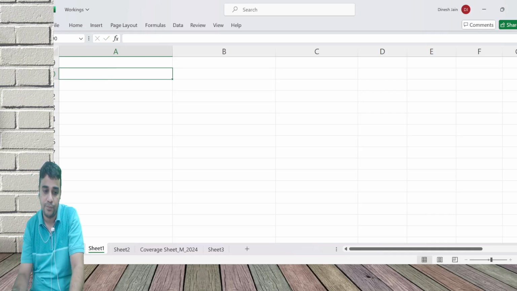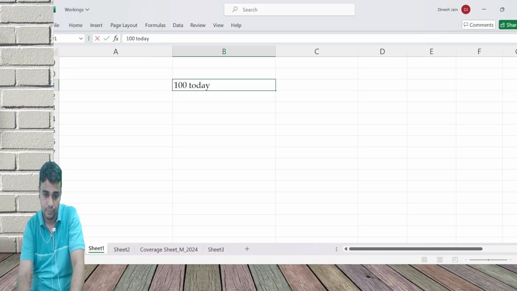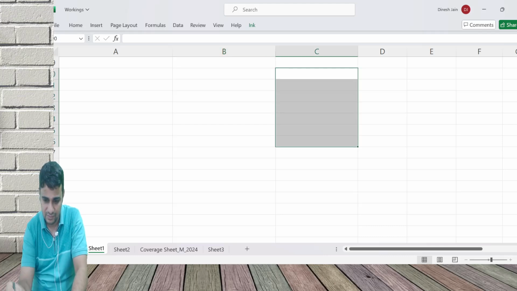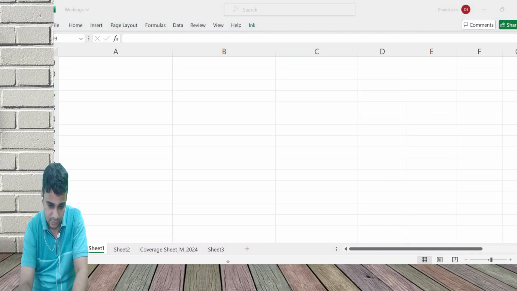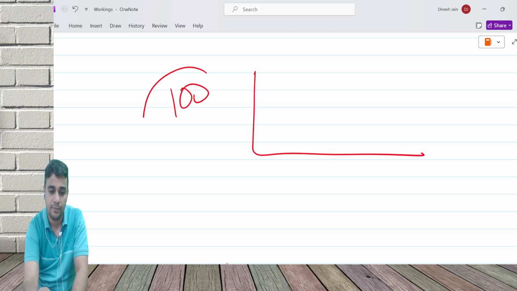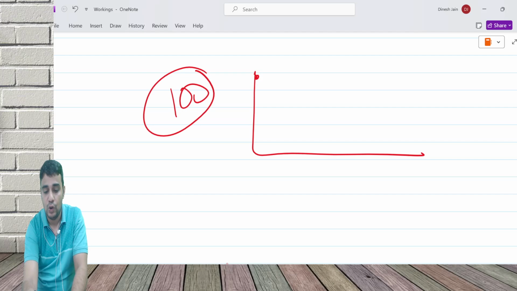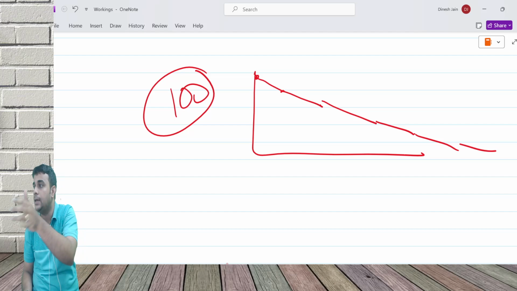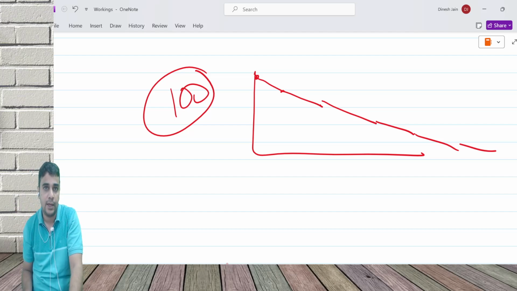So let's look at this. I have 100 rupees today. Today it's worth 100. Tomorrow it will be worth 90. Then it will become 80, then 70, 60, 50, 40. At some stage it will be like 0. After 50 years, 100 rupees would become, rounding off, like 0, because the value of the money keeps going down.